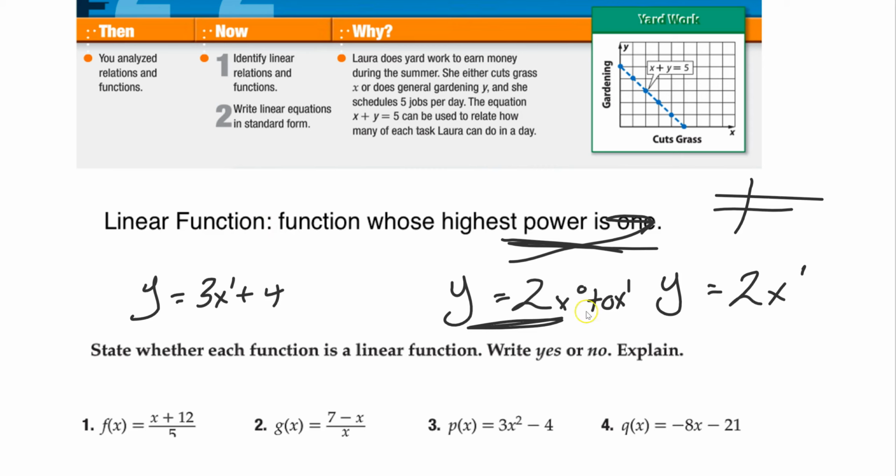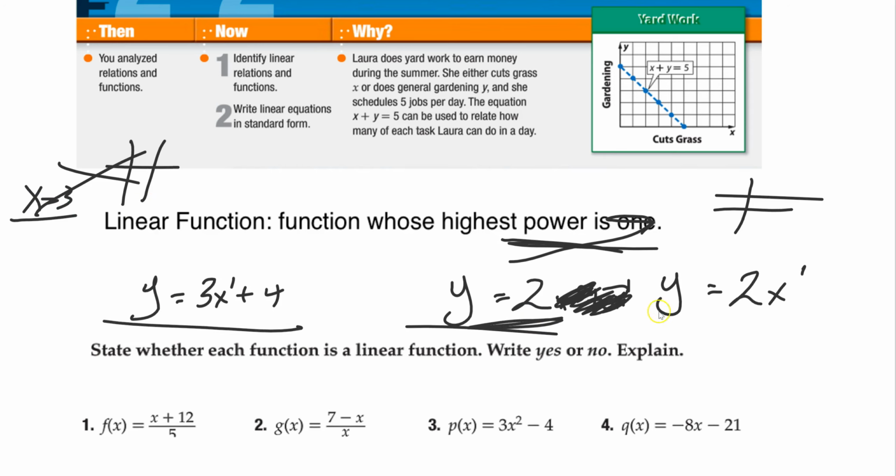So even if it's just y equals a number, it's still linear. By the way, x equals 3 is not a linear function. Why not? It's linear, it's just not a function. It doesn't pass the vertical line test. So it is linear, just not a function. So that's a linear function, that's a linear function, that's a linear function. The key with all of these is the highest power is 1.